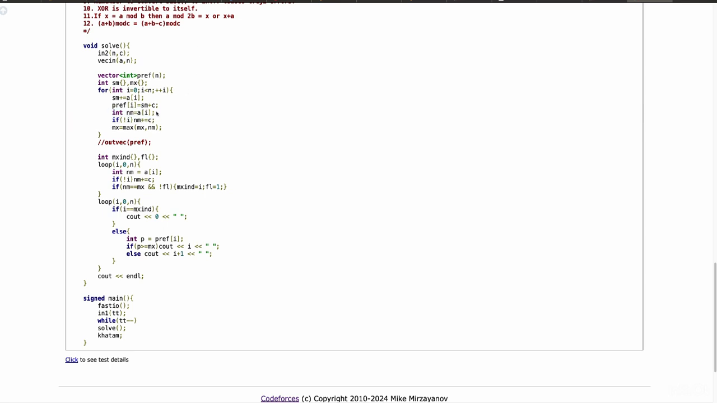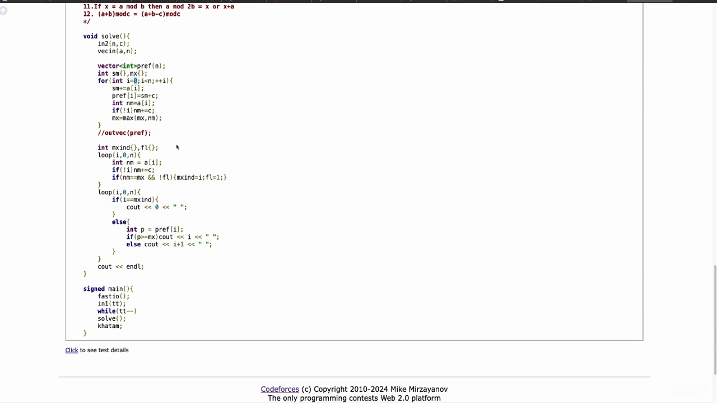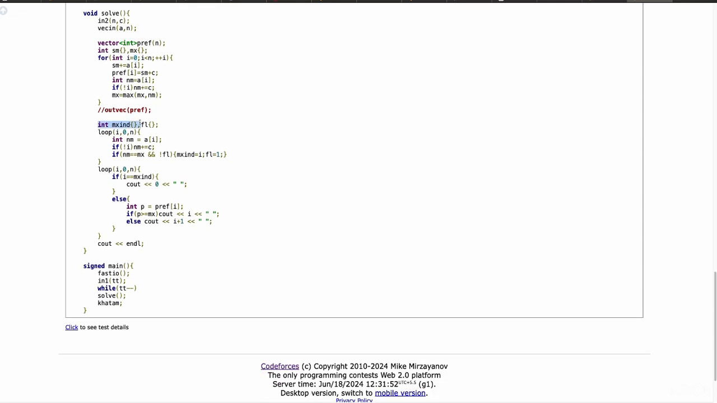We have taken a number a i, and if i is 0, then to the number we'll add c, and then we take the maximum of maximum. That will be the maximum number among all these. And there is also a maximum index. We have created a maximum index array and a flag. This maximum index array will be able to track the very first occurrence of the maximum element.